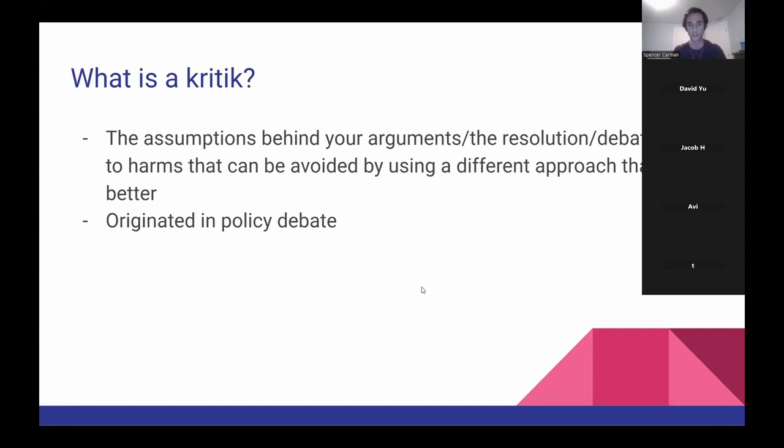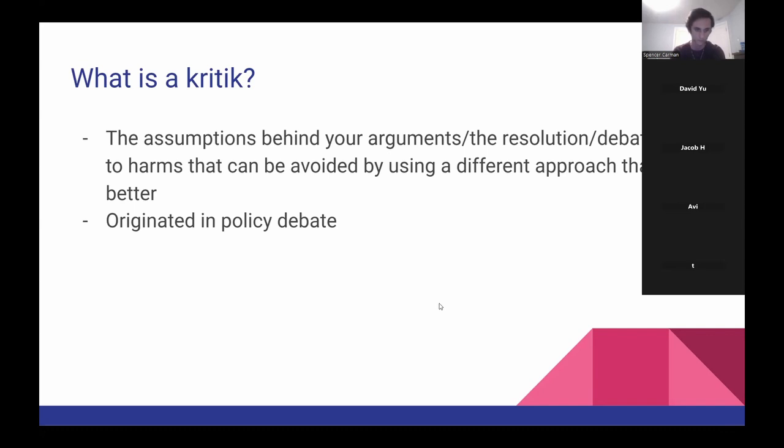And critiques originated in policy debate. So they started in policy in, I think, about the 1990s. And I think they were invented, I read somewhere that they were invented by like Shane Stafford, but I don't know if that's true. And then they sort of spread into high school policy debate, and then from there, Lincoln Douglas debate, and then now they're starting to spread into PF. And so it's definitely good to at least know the basics.